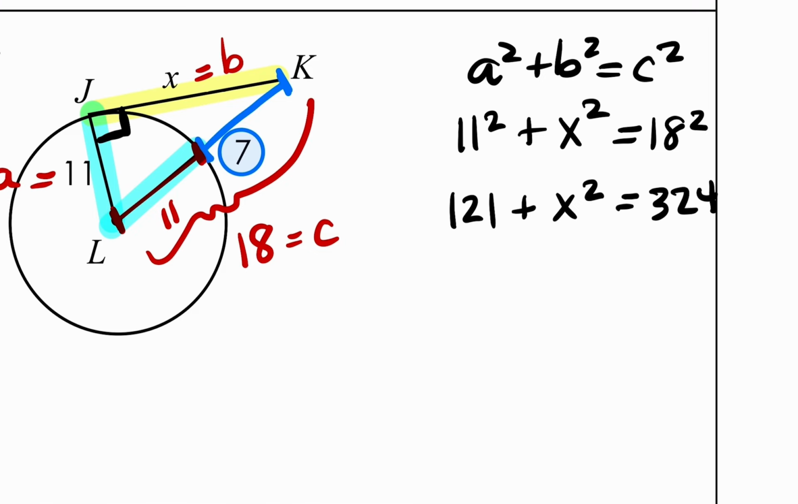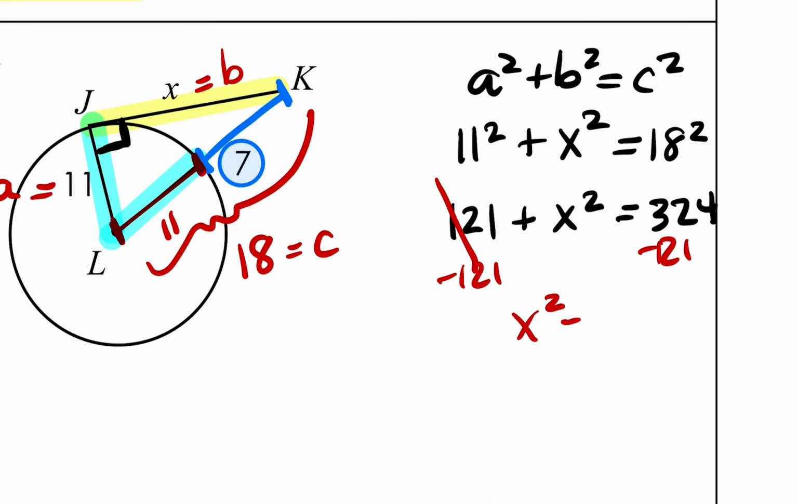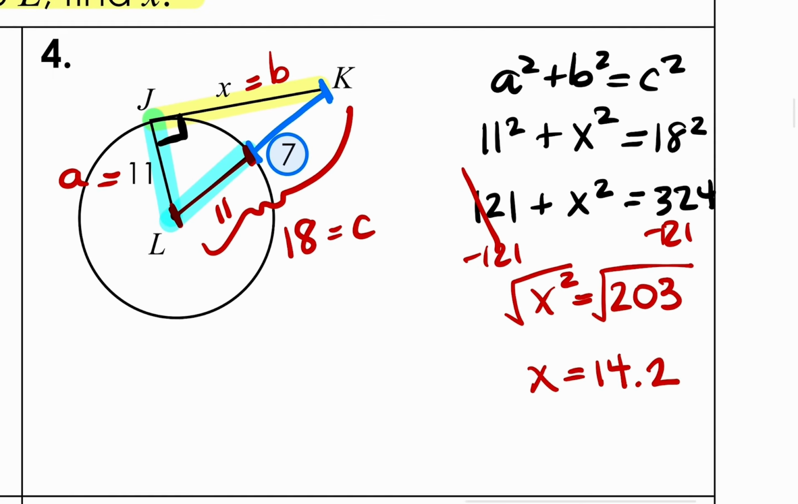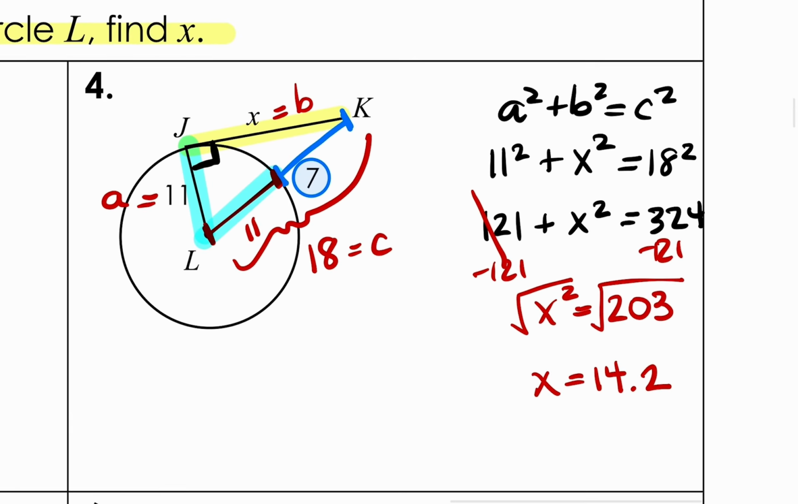We're going to subtract 121 from both sides. And we get that x squared is going to be equal to 203. We need to take the square root of 203 in order to find that x is equal to 14.2. And that's all we were told to do, was to find x. So that's finished.